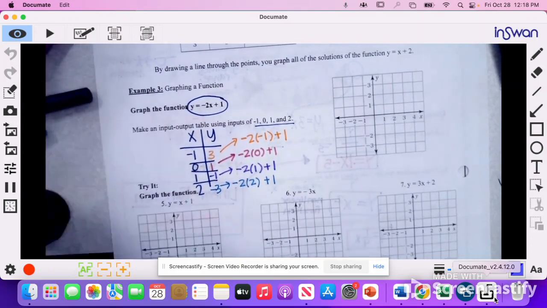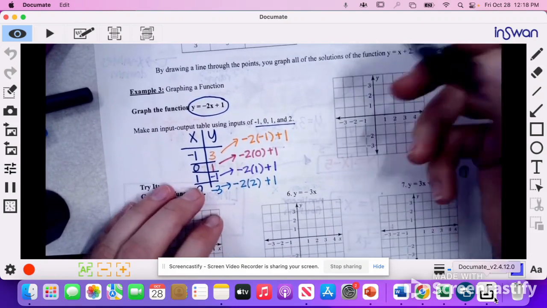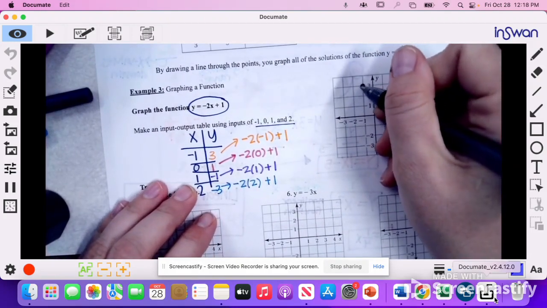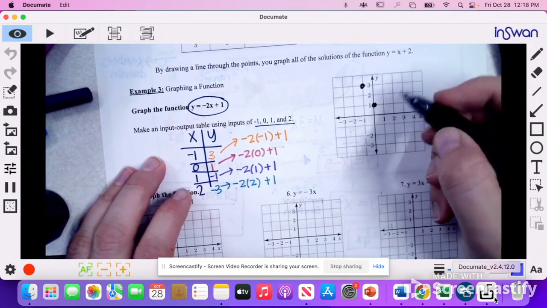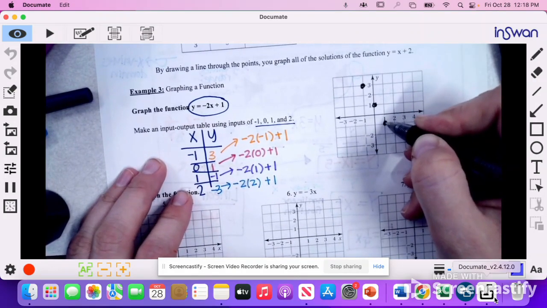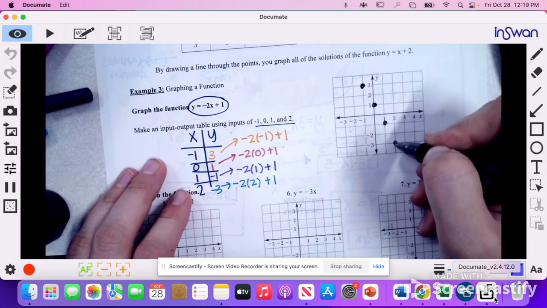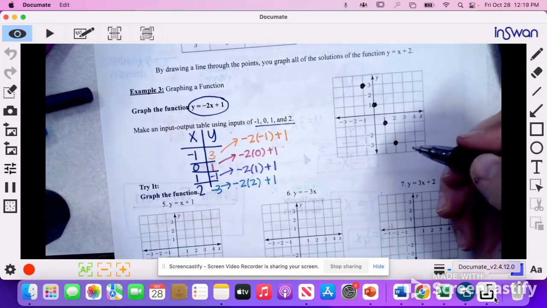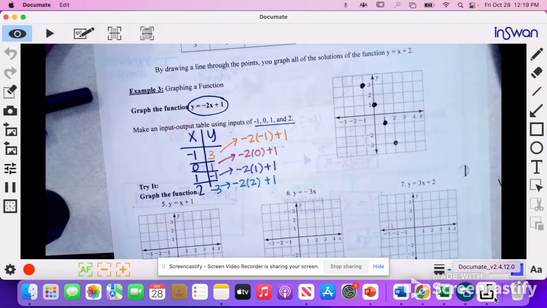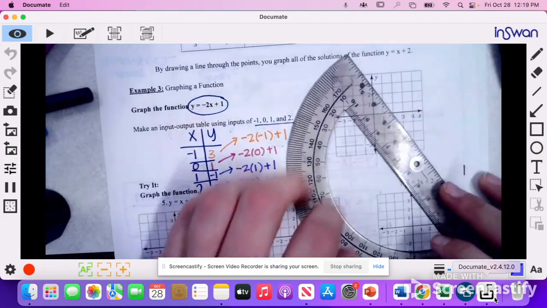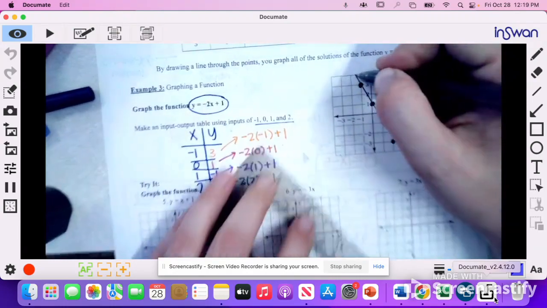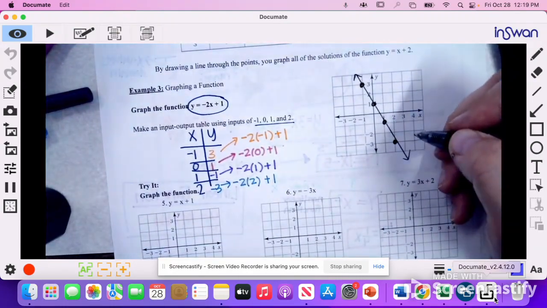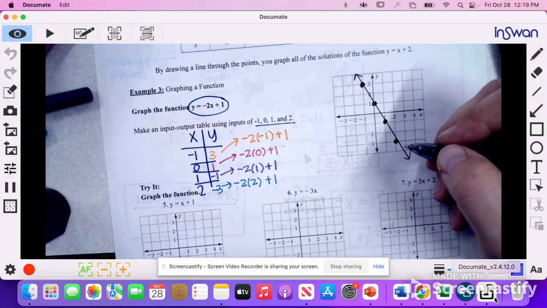We're going to graph our function. Negative 1, 3. 0, 1. 1, negative 1. 2, negative 3. Okay. I'm going to make my line. Okay.